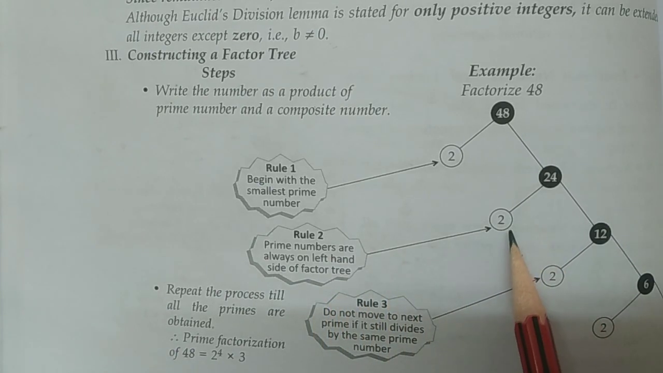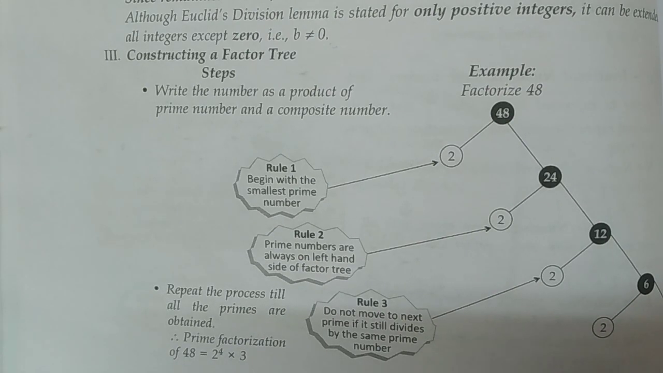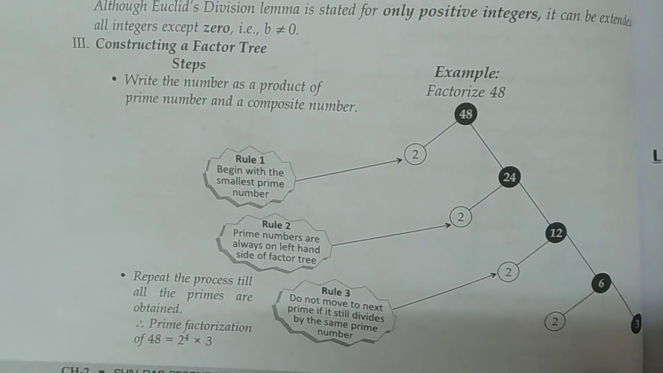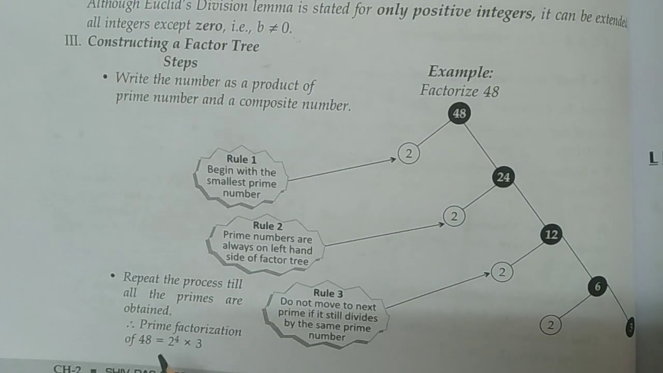Now we have divided by 2 here, so it comes to 12. So 12 with 2. Rule 3, do not move to the next prime if it still divides by the same prime number. So after 2, it comes to 6. So 6 is also divisible by the prime number 2, and it has come to 3. You can see here it's 3. So it says to repeat the process till all the primes are obtained. We must keep repeating here, and then we can write the prime factorization of 48.